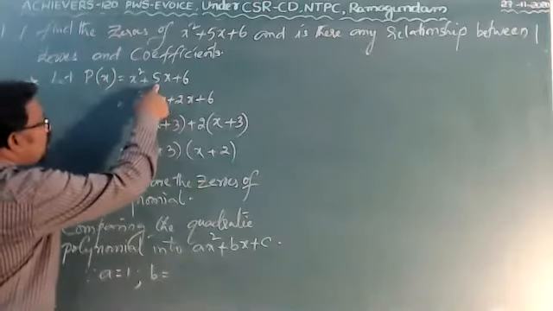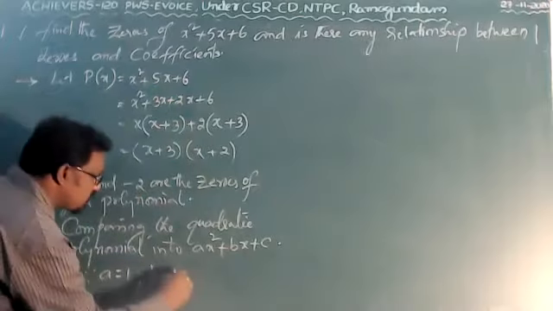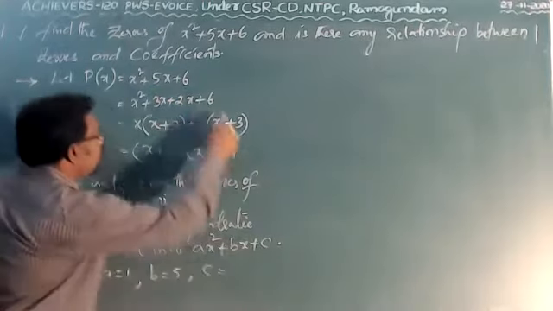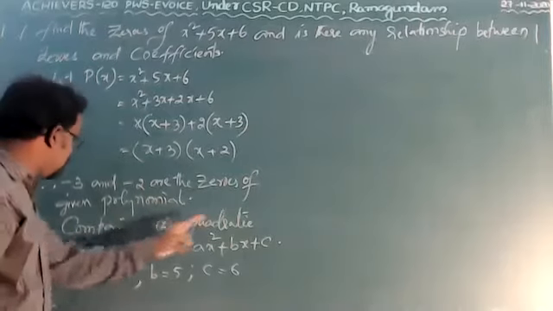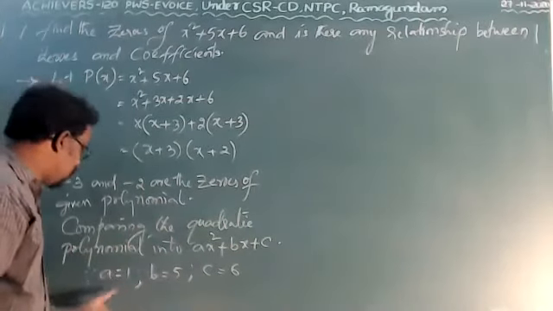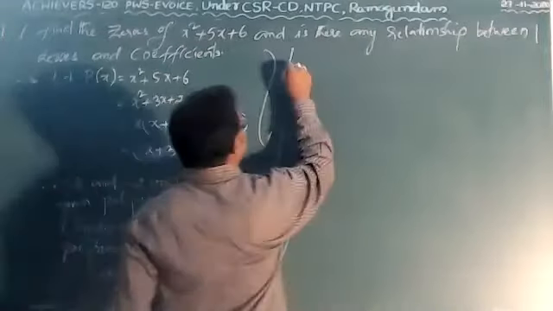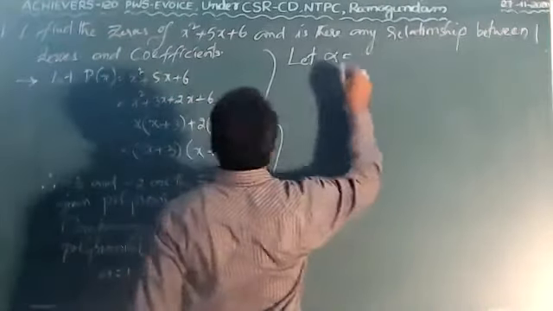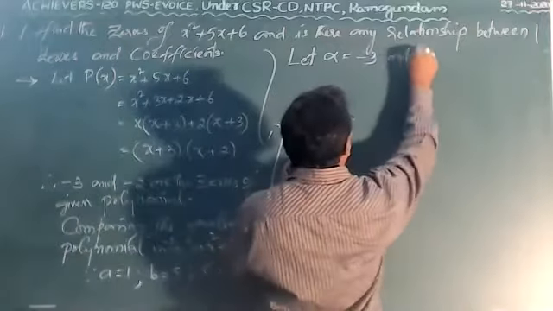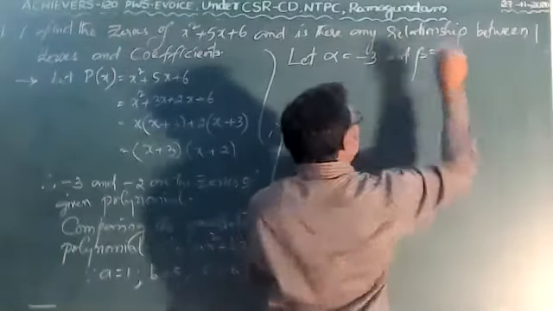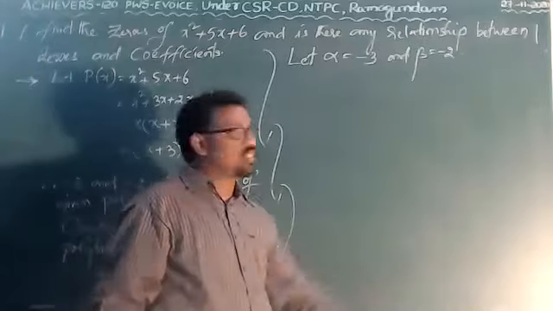B is equal to what? See here, the coefficient of x is 5. C is equal to what? You have to compare the quadratic polynomial in this way. Now let us take alpha is equal to minus 3 and beta is equal to minus 2.